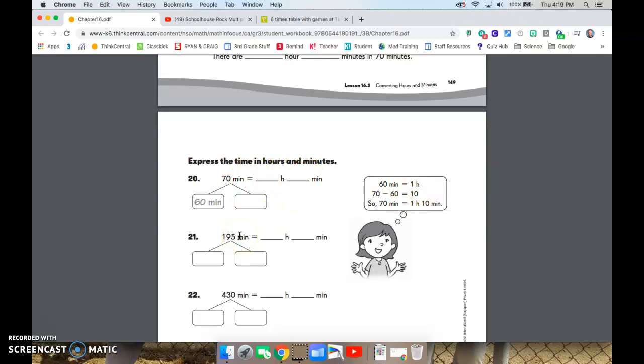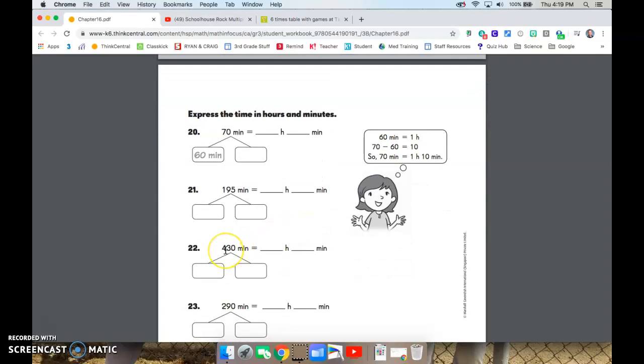70 minutes, 1 hour, and 10 minutes. 195 minutes. Well, that was 3 hours. 3 times 6 is 18. So 3 times 60 is 180. 195 minus 180 is 15. So 3 hours and 15 minutes. 430 minutes, if you remember, 7 times 6 was 42. So 7 hours is 420 minutes. So take away the 7 hours, 420 from 430, gives you 7 hours, 10 minutes.